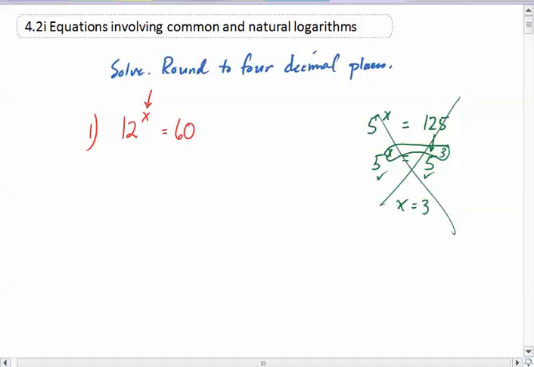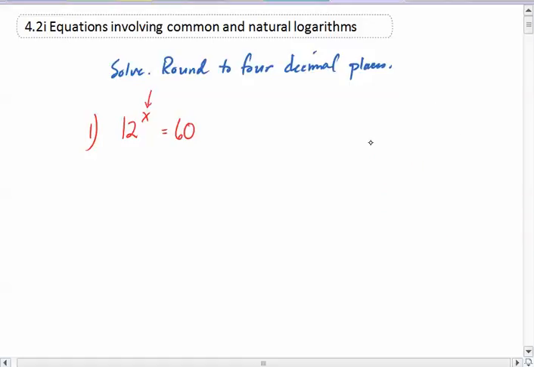In this problem here, we're not going to be able to do that. The reason is that I'm never going to be able to get a 12 and a 60 to be rewritten as a matching base. So when we see that situation, we're going to have to resort to another method. So what I'm going to do is show you a property. I'm going to erase this right here. And this property looks like this.